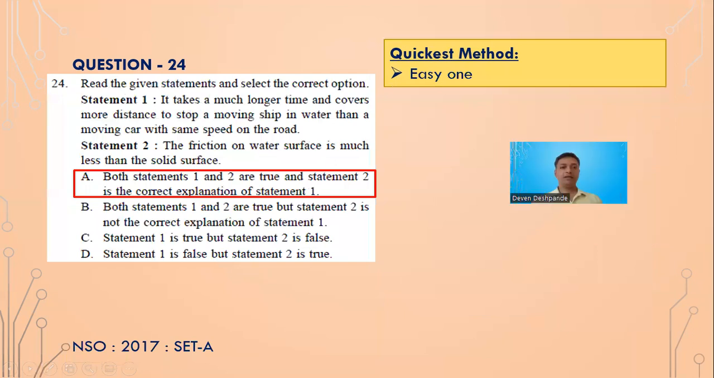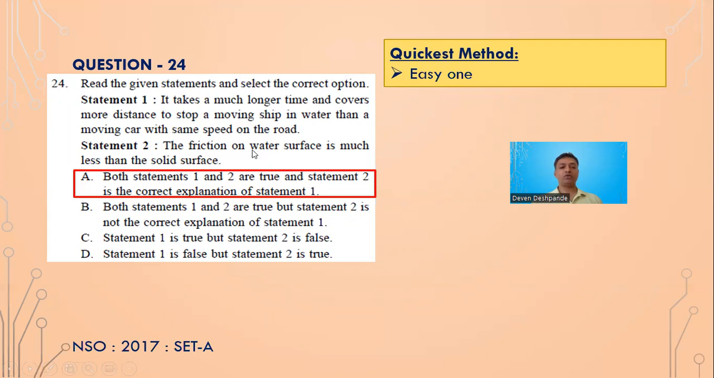Okay, read the given statements and select the correct option. Statement 1: it takes a much longer time and covers more distance to stop a moving ship in water than a moving car with the same speed on the road. Again, you must have noticed this. Statement 2: the friction of water is much less than the solid surface. Statement 1 and 2 both are true, and statement 2 is the correct reasoning for statement 1, isn't it? Because friction of a water surface is less than a solid surface.